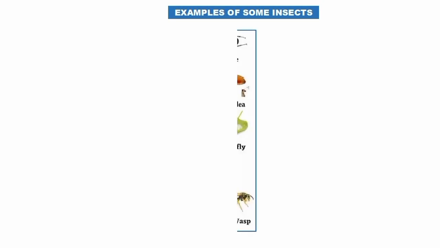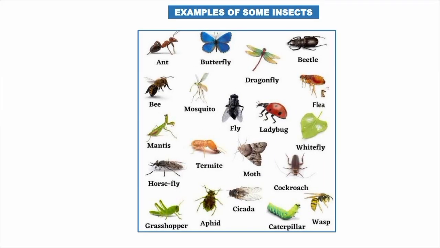Then we'll talk about examples of some insects. These are ants, bee, mantis, housefly, grasshopper, butterfly, mosquito, termite, cicada, moth, dragonfly, whitefly, cockroach, and caterpillar. These are some examples of insects that you may encounter while reading about classification of living organisms.